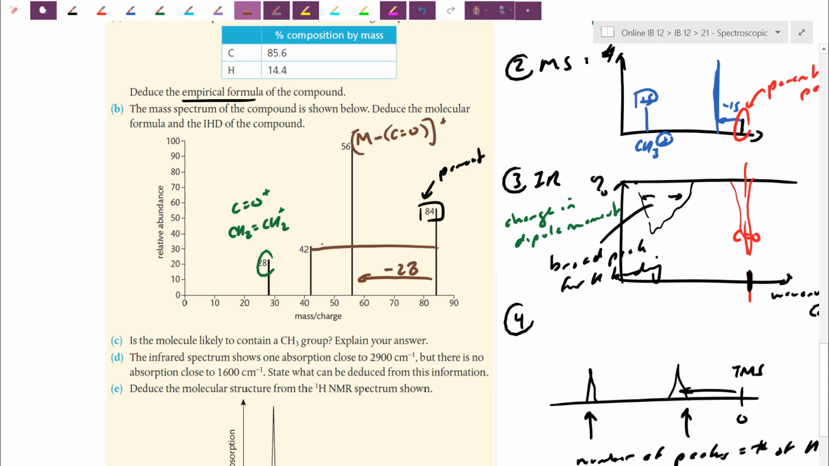How about 84 down to 42? 84 minus 42, oh, it's 42. So if the thing was exactly cut in half, that could be this bond. At the moment, I don't know what it is. But I do know the index of hydrogen deficiency is 1. Either I have a double bond or I have a ring.